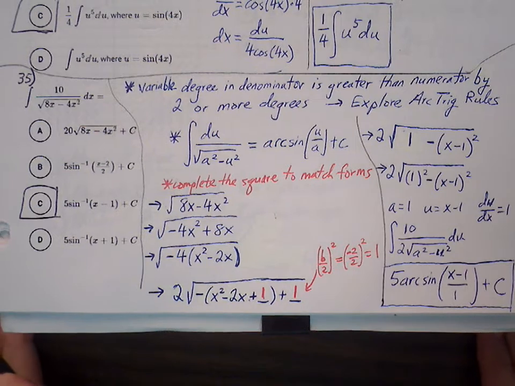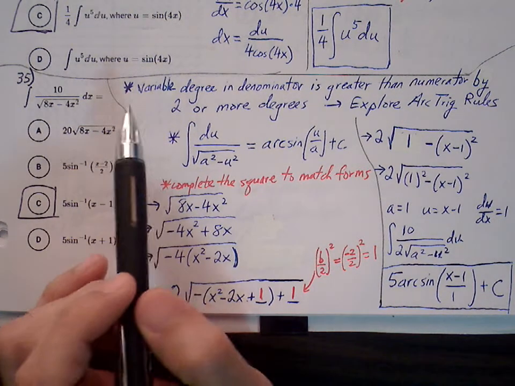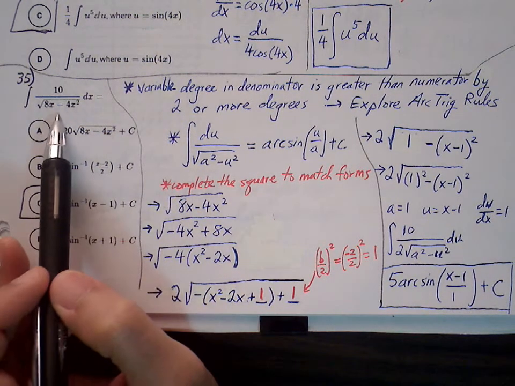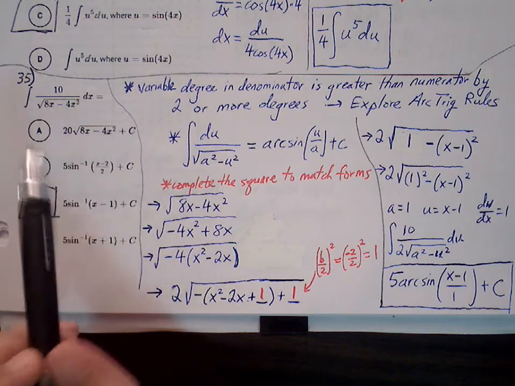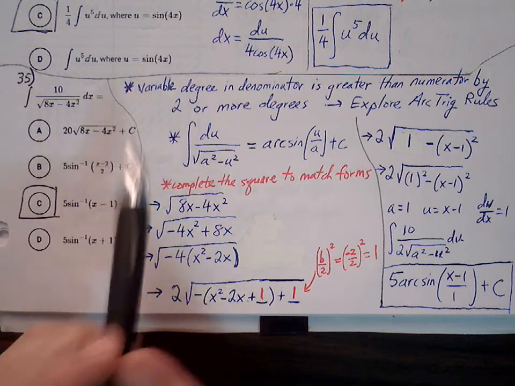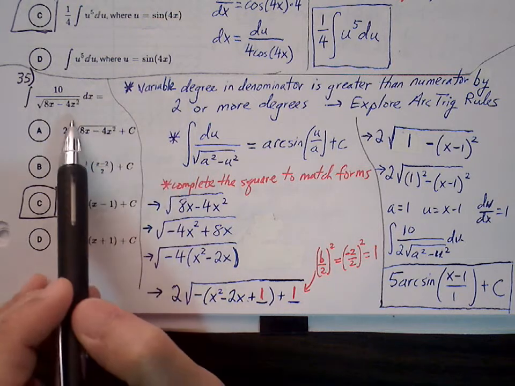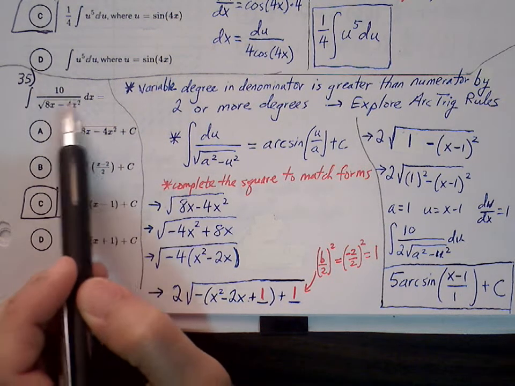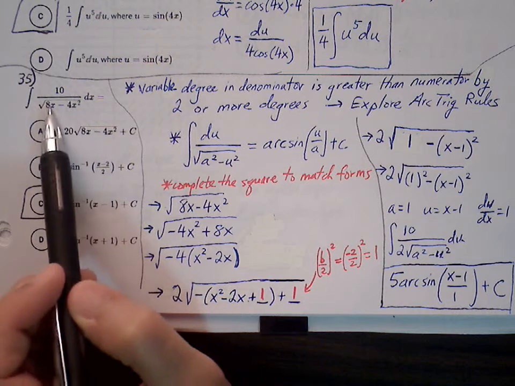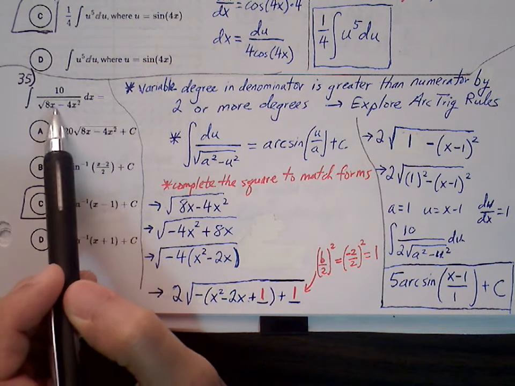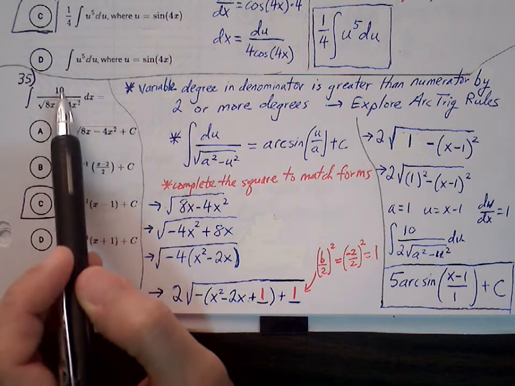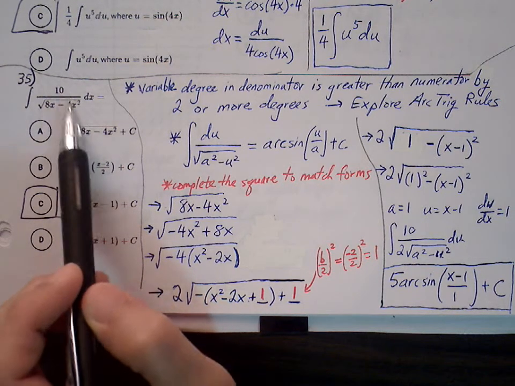Okay, 35. So we're asked to find the indefinite integral of 10 over square root of 8x minus 4x squared. We see that there is a variable in the denominator. This is not going to fit nicely with u substitution. If we let the u value be what's inside the radical, the derivative will produce 8 minus 8x, and there's nothing x in the numerator here to match.